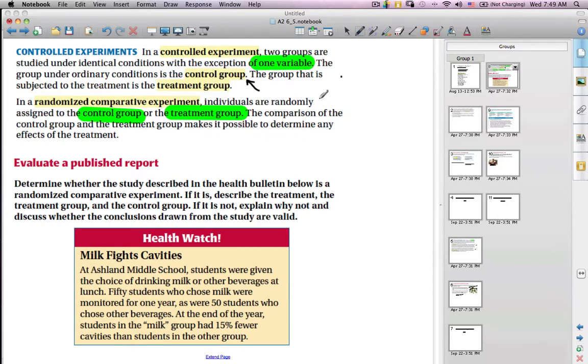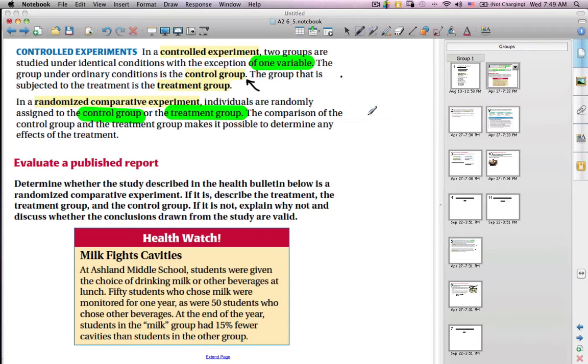So the comparison of the control group and the treatment group then makes it possible to determine the effects of a treatment. And this is when you can actually say, okay, we've done this study, we've observed that this is the result of, let's say, for instance, a medicine. One group gets a placebo, another group gets a medicine, and the group who gets the medicine has improvement.